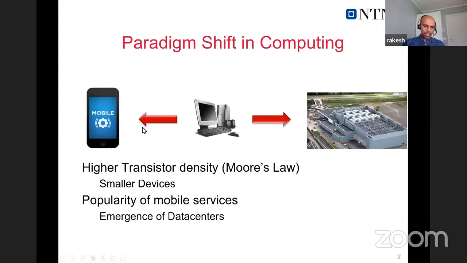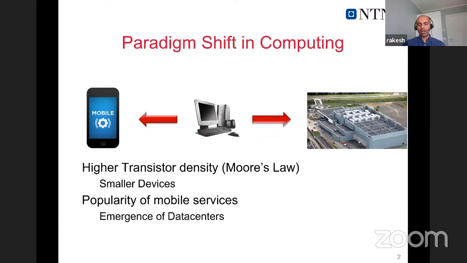So about a decade or so ago, we saw a shift in computing from conventional desktop machines to mobile devices on one end and the data centers on the other end. And this shift was mainly driven by Moore's law, as we all know it, because smaller devices were becoming more and more powerful, and a mobile device was as powerful as a desktop machine of a couple of years ago.